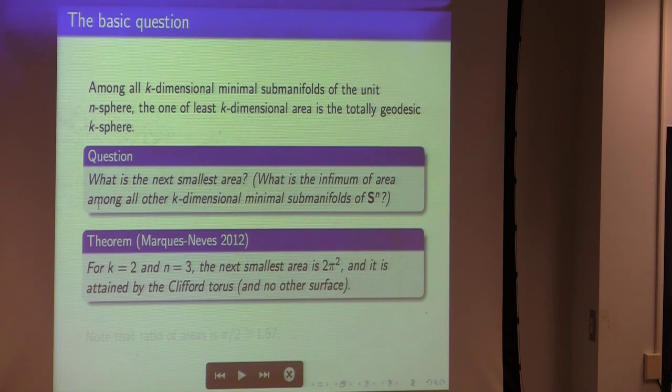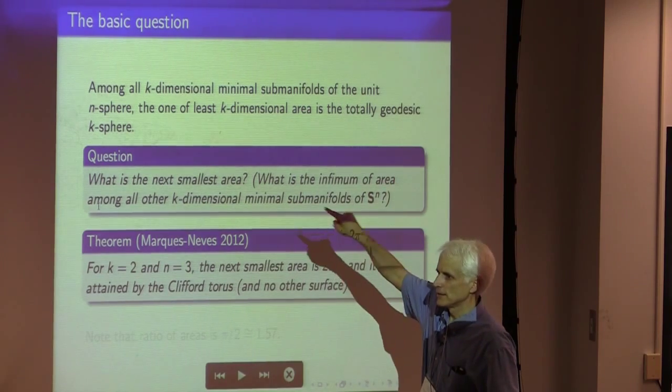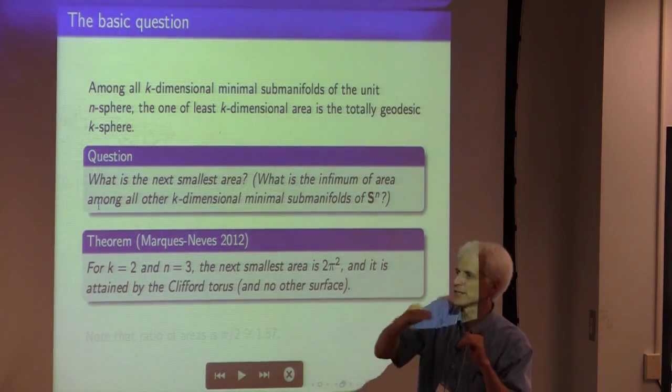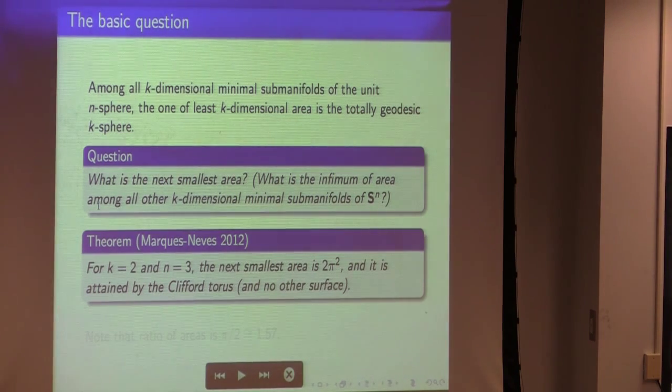Someone asked about dimensions. In the n-sphere, so n is 3, and it's a surface in the 3-sphere. It's a k-dimensional surface in an n-sphere. So it's a totally geodesic k-sphere in the n-sphere. So we're working in the n-sphere, looking at k-dimensional submanifolds of the n-sphere. And of those, the k-dimensional sphere has the lowest area. And then if you're talking about two-dimensional surfaces in S3, the next smallest turns out to be the Clifford torus.